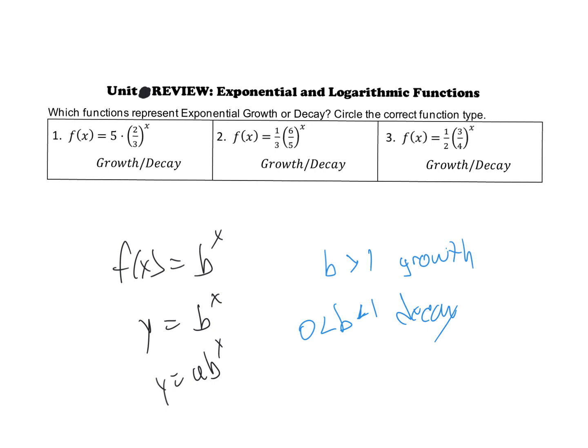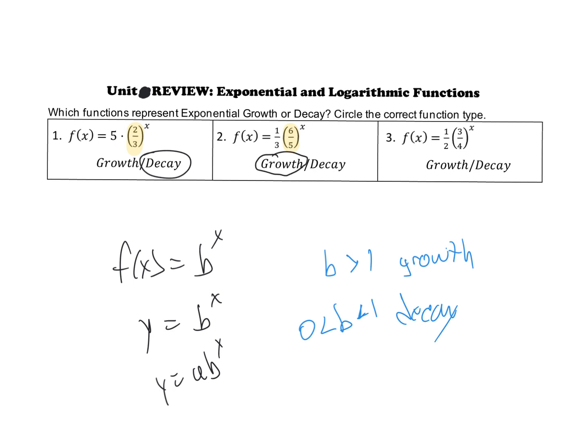So if we just simply take a look at these, in number 1, the b value is 2/3. Well, that's less than 1, so we know that we have decay. If we look at number 2, the growth factor is a fraction of 6/5, but that's an improper fraction because 5 goes into 6 a whole time. So it's like 1 1/5. Well, that's greater than 1, so we know that that's actually going to be growth.